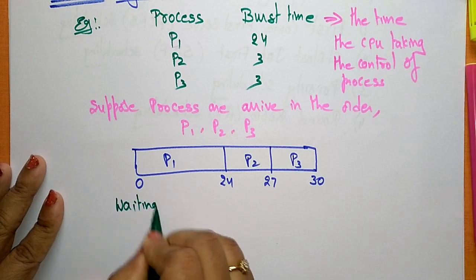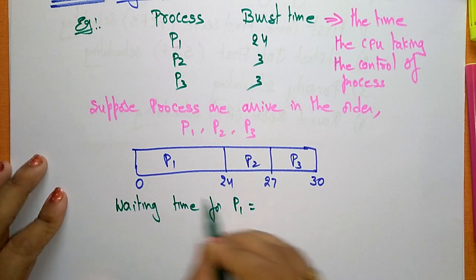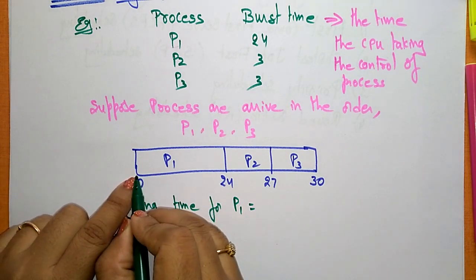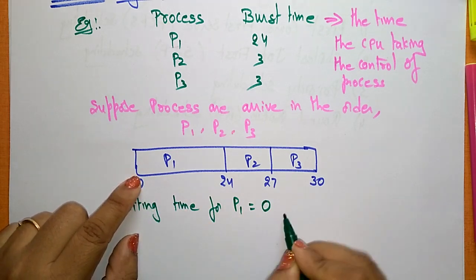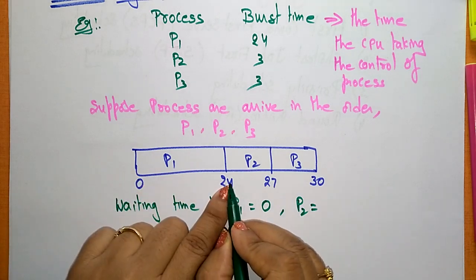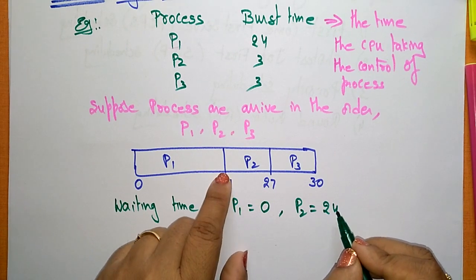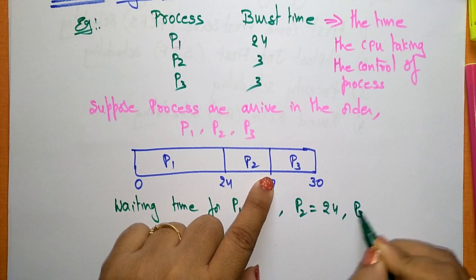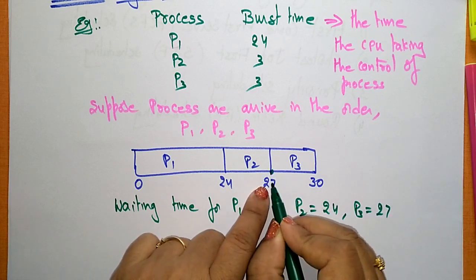Waiting time for P1: P1 waiting time is 0 because it is executed right at the start. Next, coming to P2, the P2 waiting time is 24, meaning it has to wait up to 24. Next, P3 waiting time is 27.